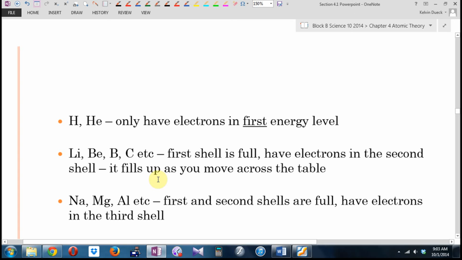Sodium, magnesium, aluminum, etc. First and second shells are full. Now you've got electrons in the third shell. And then the fourth shell holds 18. We'll occasionally look at some of the more common elements in the fourth shell. We really won't go much past that. In fact, as you go further, right around element 57, we have to break it up, because that shell holds too many to even draw with dots, so we're not going to try.